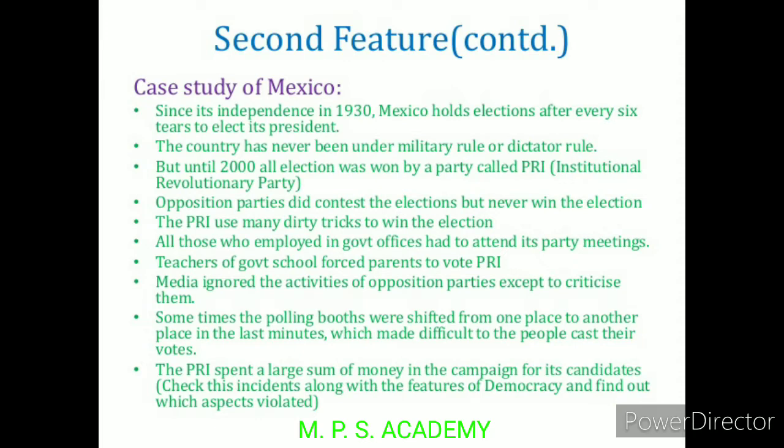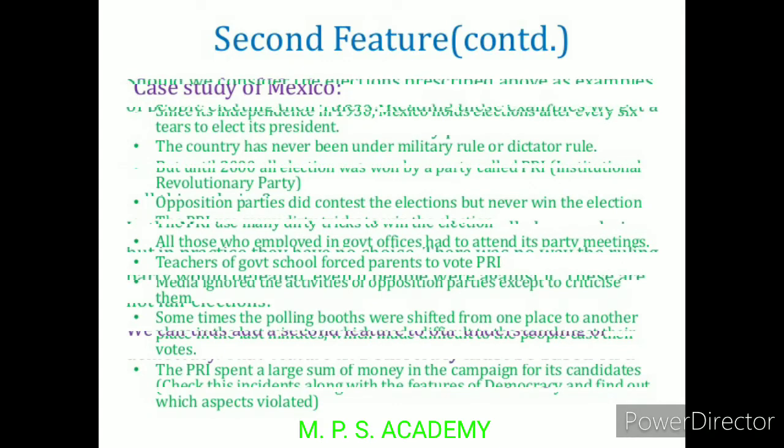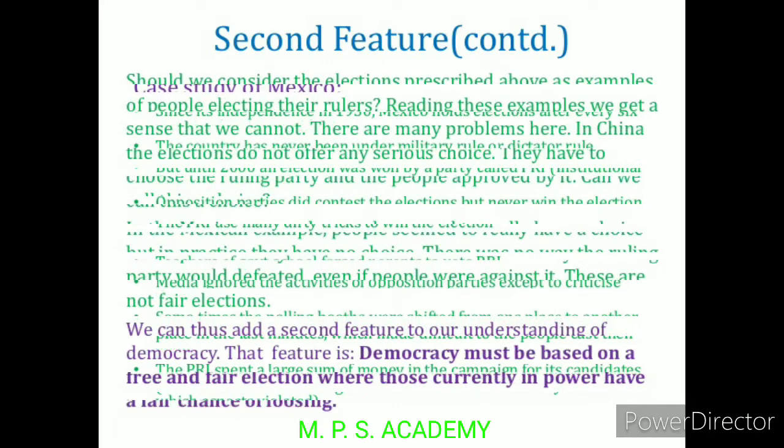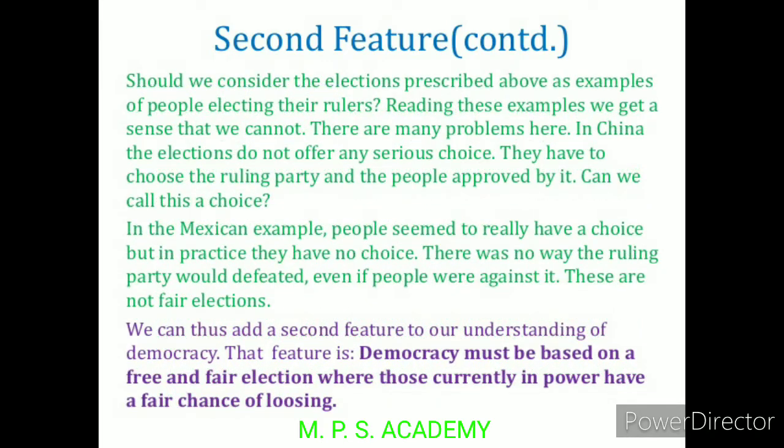In China, there is only one party. In Mexico, there are many parties, but PRI is always winning the election. So let's have a look once again. We are talking about the second feature. So should we consider the elections described above as examples of people electing their rulers? Means in China also or in Mexico. Reading these examples, we get a sense that we cannot. There are many problems here.